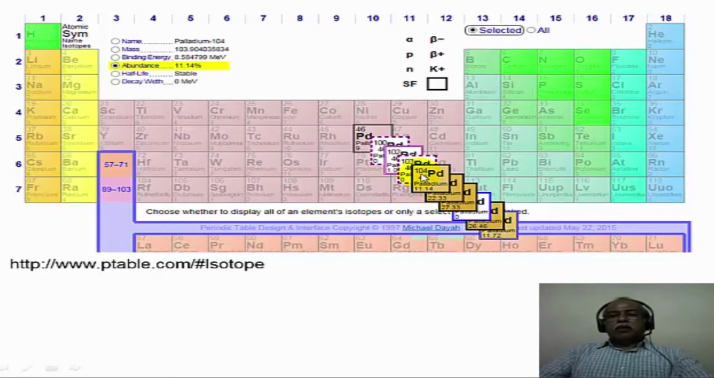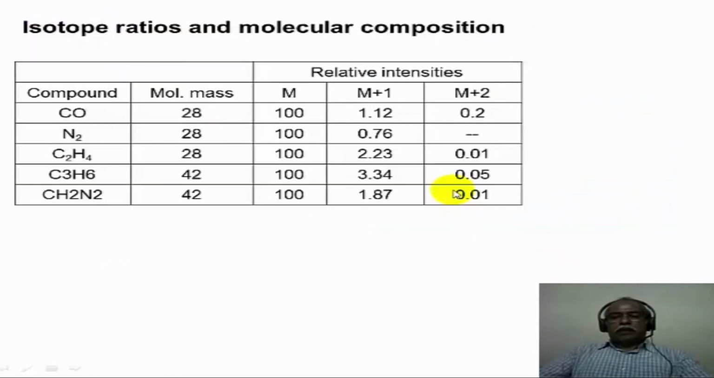For example, 104 palladium has an abundance of 11, 105 has an abundance of 22, 106 has an abundance of 27, and so on. So essentially you get the information about the available isotopes and the natural abundance of the various isotopes in the particular element that we are seeing in the periodic table. It's a very useful periodic table, especially if you want to find out the molecular composition, isotopic abundance, distribution of isotopes, and so on. You can easily find out using this interactive periodic table.